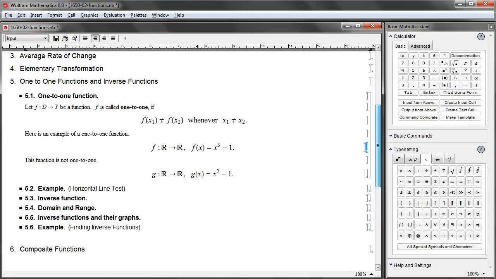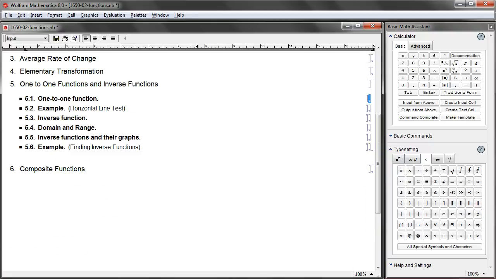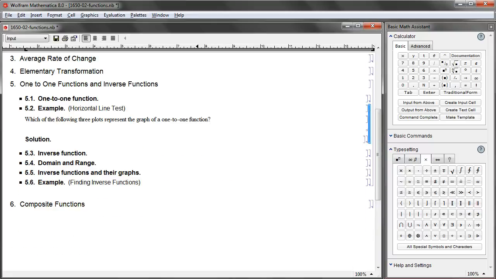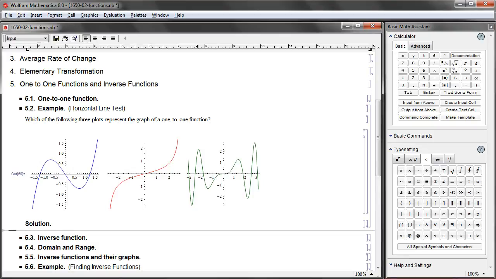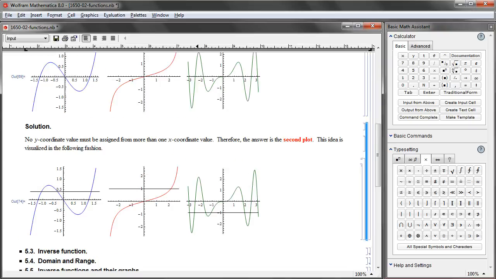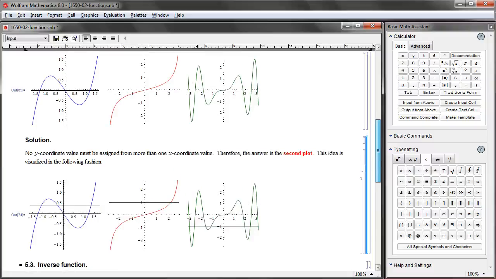Now, how do we check whether a given function is one-to-one from a graph? We use the horizontal line test, and we have this example, three graphs. Which one is a one-to-one function? Well, those three are all graphs of functions. They all pass the vertical line test. Given an x coordinate value, we have only one y coordinate value assigned. But can we go vice versa? Given a y coordinate value, do we have only one x coordinate value assigned? We can find out through the horizontal line test.